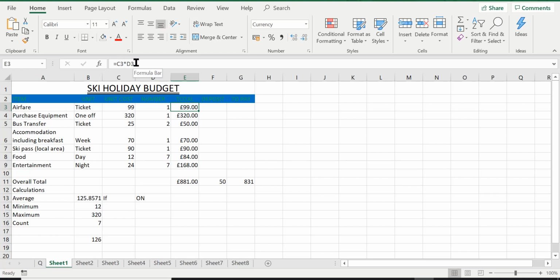Now, similar to maths, I could have said 99 multiplied by 1. It would have given me 99 as well. But we don't use the values in Excel. We always use cell references, because if anything changes in these two cells, this answer will automatically update. But if you simply typed in 99 multiplied by 1, this value will not change. This is why we use cell references.